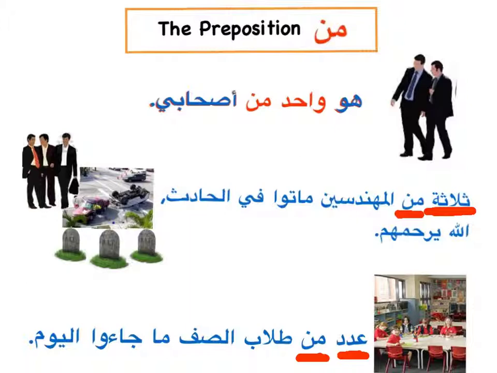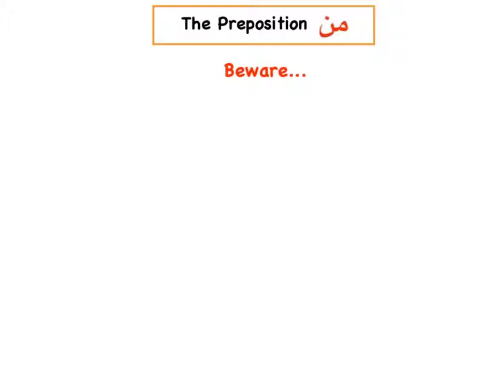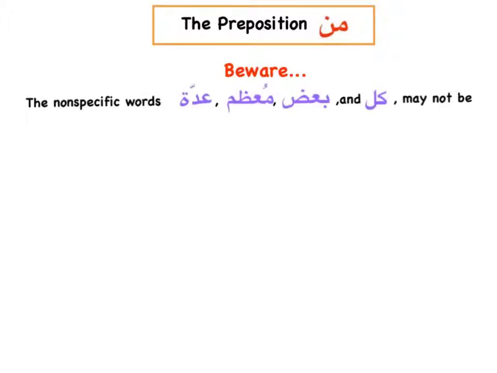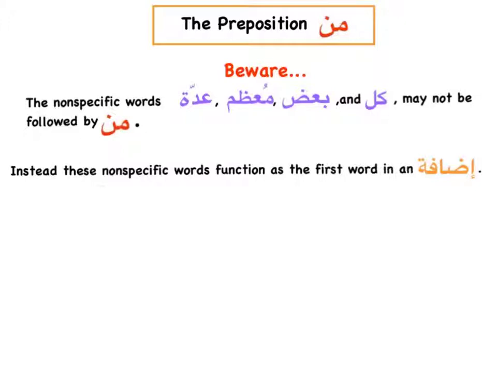And the preposition من, these are a couple of things to be aware of. The non-specific words such as عدة, معظم, بعض, كل, all, some, most, and a number of may not be followed by min. You cannot use min directly after these words. How we use these words is that we use them as the first word of an إضافة. كل, بعض, معظم, عدة are used as a first word in an إضافة.